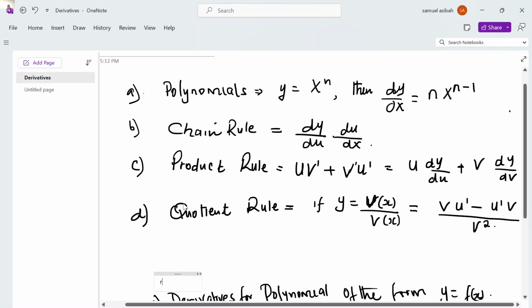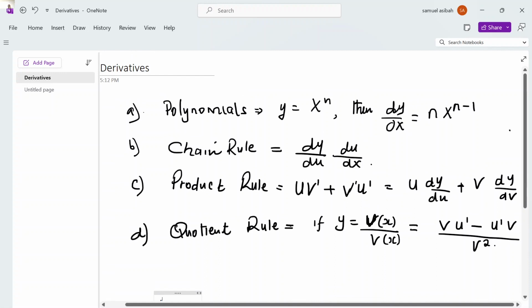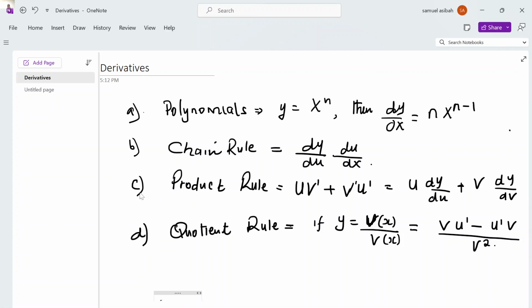Hello, today we are going to do derivatives, and I'm going to cover the four areas of derivatives. That is the normal polynomial functions, as you can see, part A, and we're also going to deal with the chain rule, product rule, then the quotient rule. So I'm going to tackle questions in the four areas separately. This will make you understand it in an easy way.